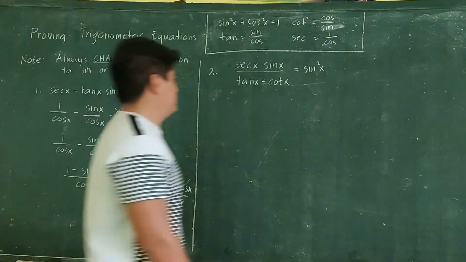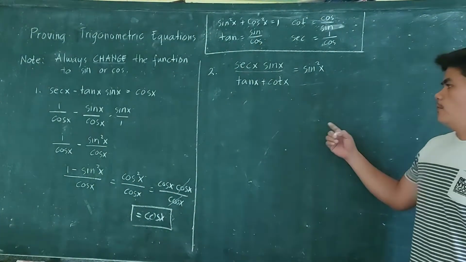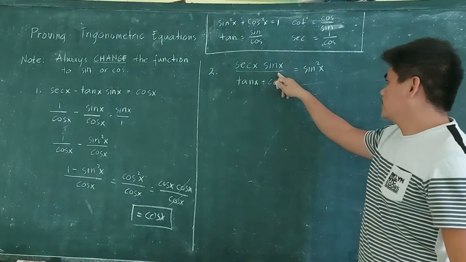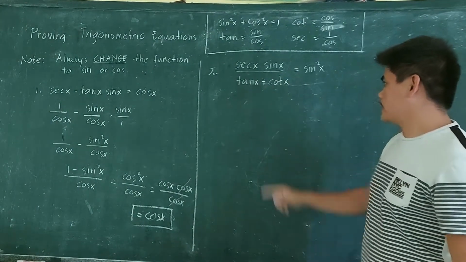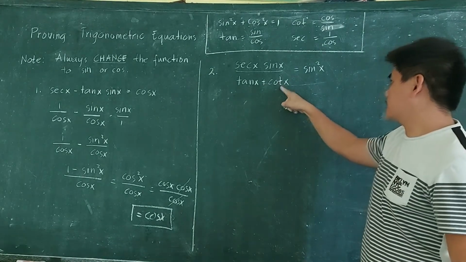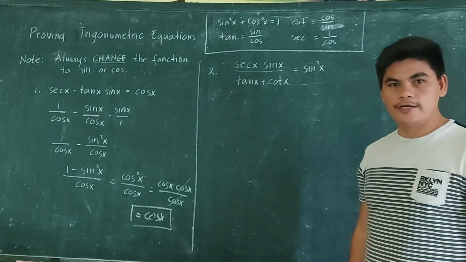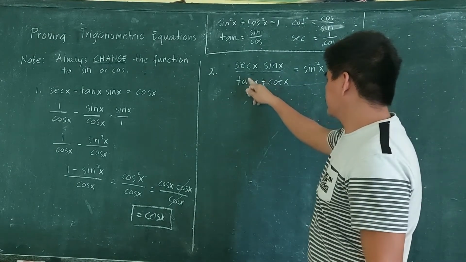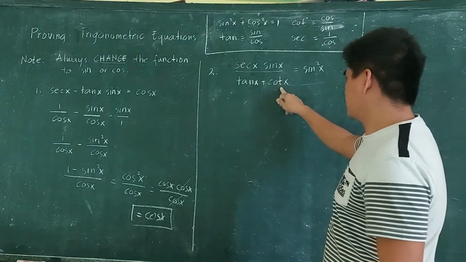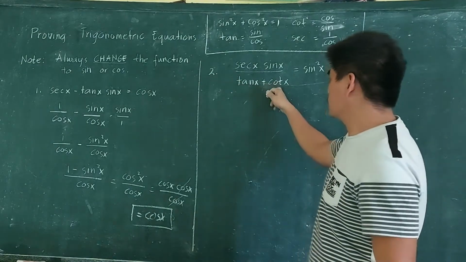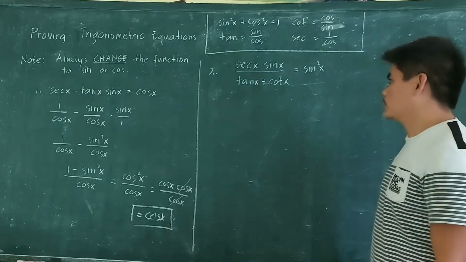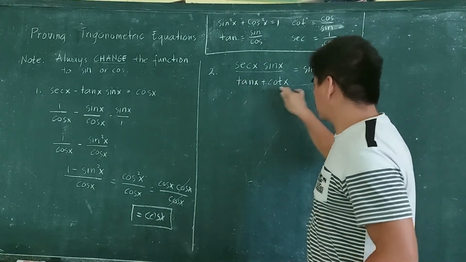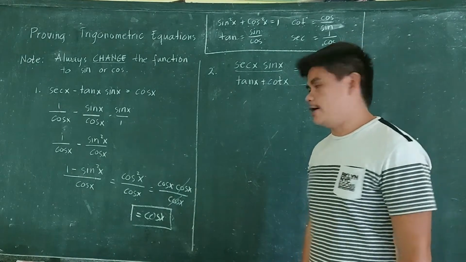Okay, number 2. Let's proceed to number 2. This is much harder. Secant x sine x over tangent x plus cotangent x is equal to sine squared x. Now, secant x, tangent x, and cotangent x, we have to change these functions into sine or cosine. But first, we'll focus on the denominator part.